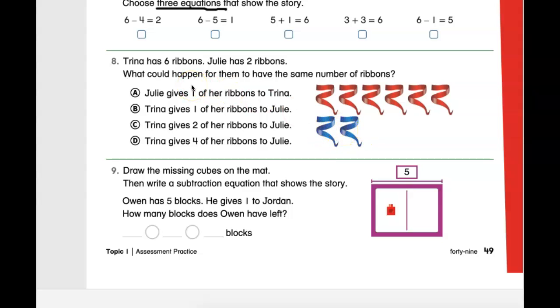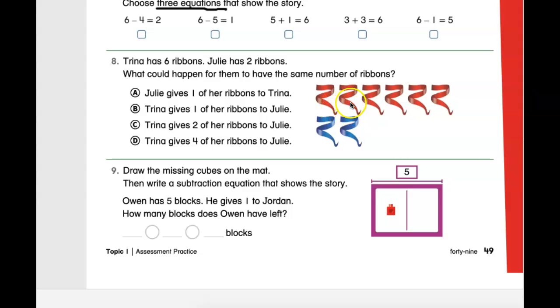So what could happen for them to have the same number of ribbons? Could Julie give one of her ribbons to Trina? So could Julie give one of her blue ribbons to Trina's red ribbons to have the same number? Could Trina give one of her red ribbons to Julie to make it even? Could Trina give 2 of her red ribbons to Julie? Or could Trina give 4 of her red ribbons to Julie, who has the blue ribbons? Which one of those would give them the same number of ribbons?